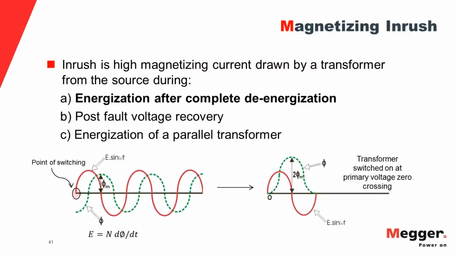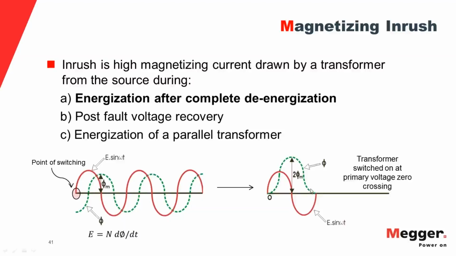What is the magnitude of inrush and the duration? These factors could be point on wave switching, residual flux, transformer type, size of the transformer, how far is the source, what is the source impedance. These are some of the factors which could affect the magnitude and the duration of magnetizing inrush current.